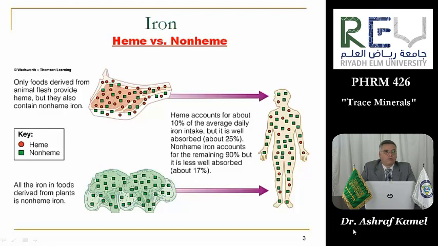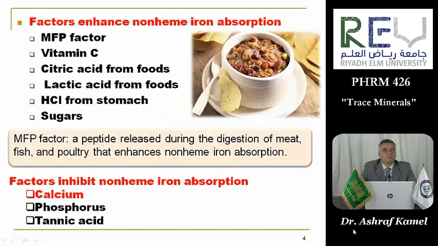Only the foods derived from animal sources provide the heme iron, but they also contain non-heme iron. And all the iron in foods derived from plant sources is the non-heme iron, which is not going to be used by the body to form hemoglobin.